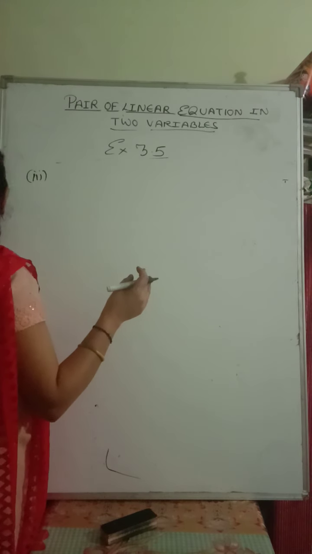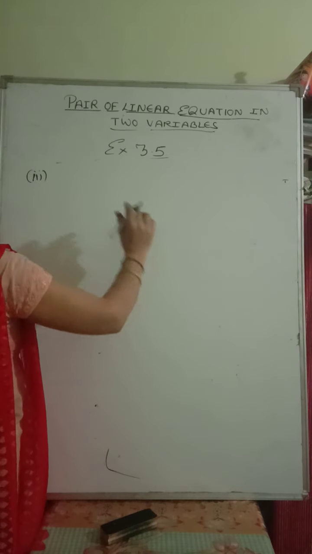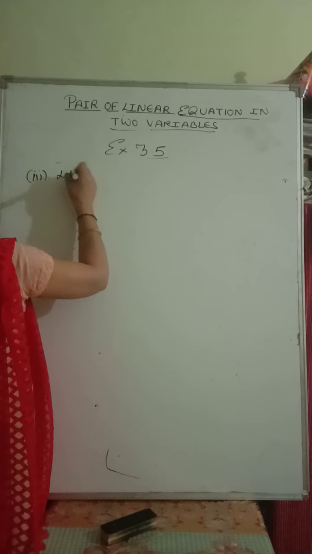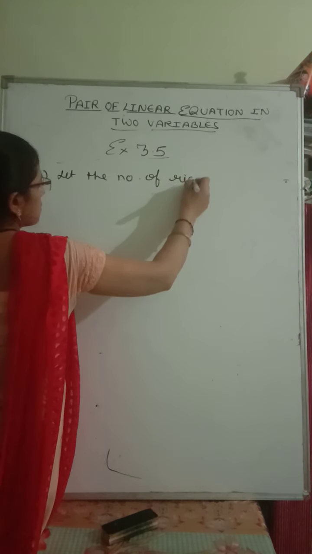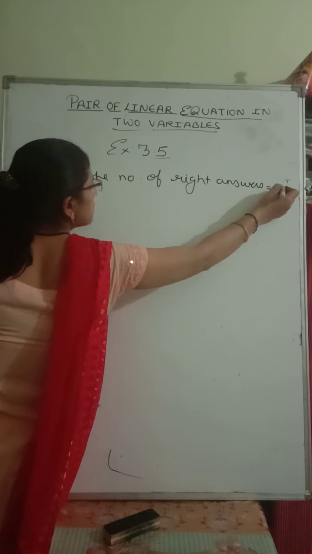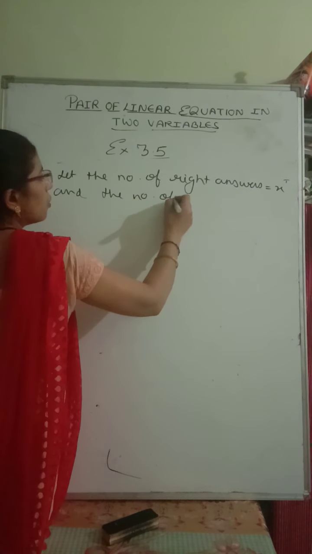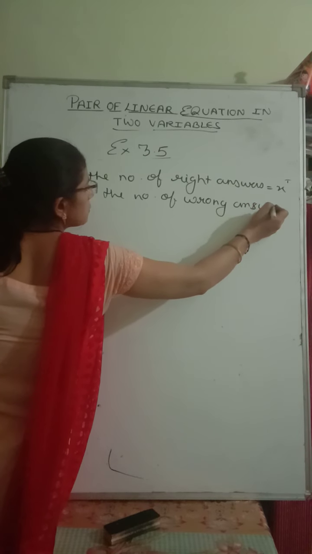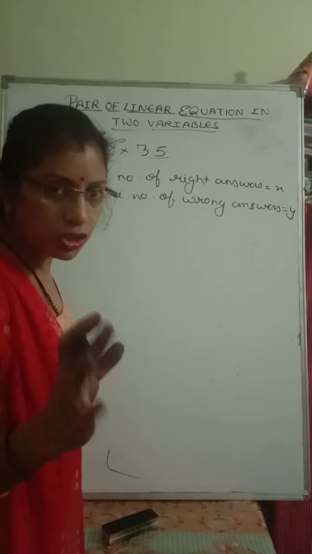How many questions were there in the test? Okay, so I am saying there are right answers and wrong answers. Let the number of right answers be x and the number of wrong answers be y. Because what we have to find is how many total questions there are.